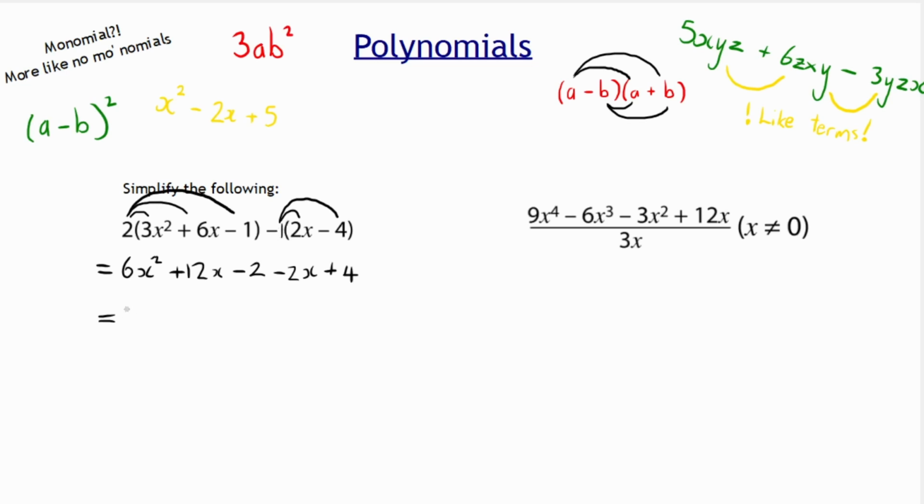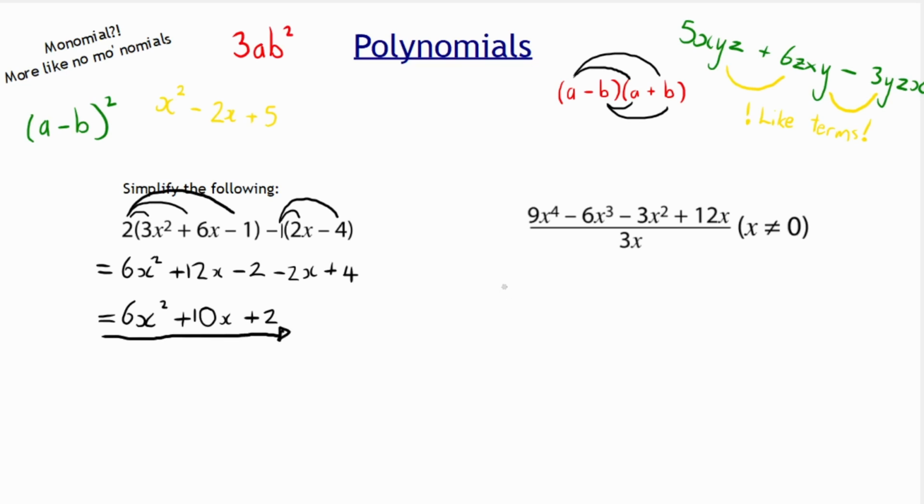And so let us simplify by adding like terms. We have 6x squared, positive 12x, negative 2x. And so we add or subtract the coefficients. And negative 2 plus 4, which is positive 2. And that is our final answer. Nothing else can be simplified.